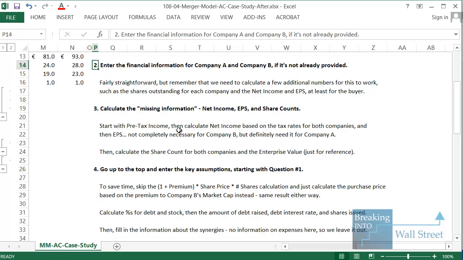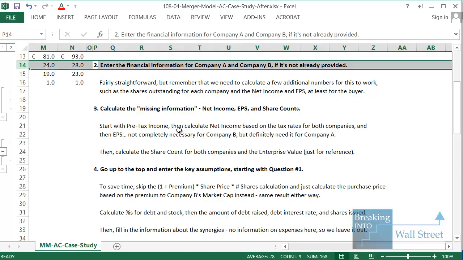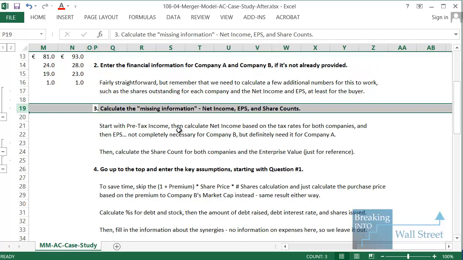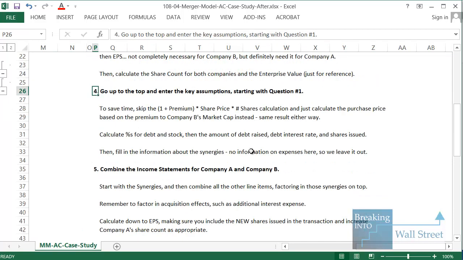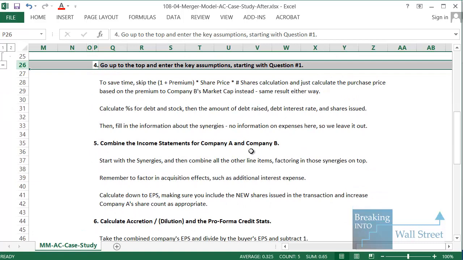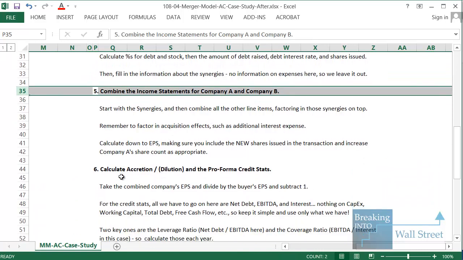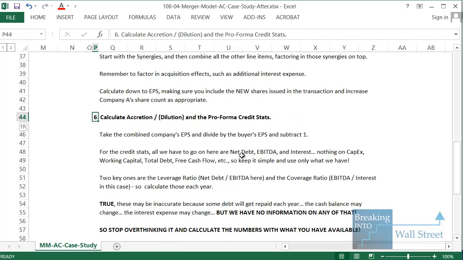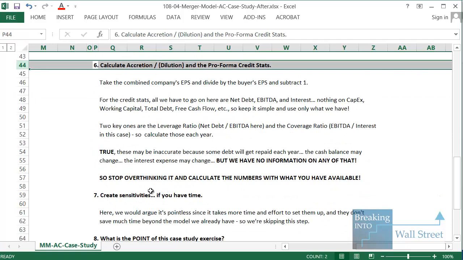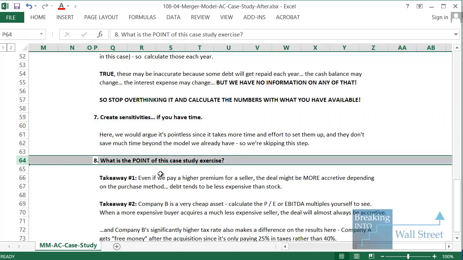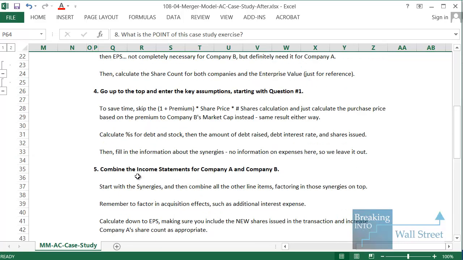For the first step, or really step 2 here, you want to enter the financial information for company A and B first. Then you want to calculate the missing information like net income, earnings per share, and the share counts. Then you want to go up to the top and enter your key assumptions such as the purchase price, the amount of debt and stock used, and the interest rate. Then you want to combine the income statements for company A and B. All we're asked about is accretion dilution, so we're not going to worry about the other financial statements because all we have is the income statement here. Then we're going to calculate accretion dilution and the pro forma credit stats, create sensitivities if you have time, and then step 8 here, we're going to look at some of the key takeaways from this lesson.